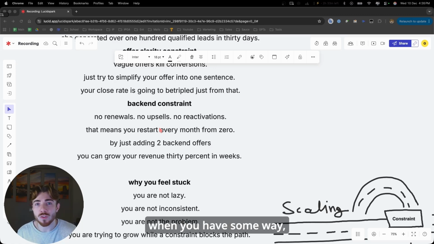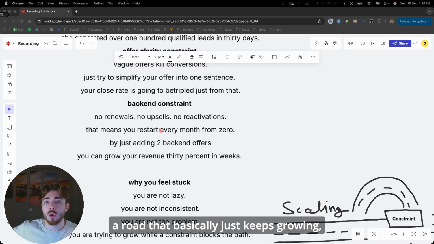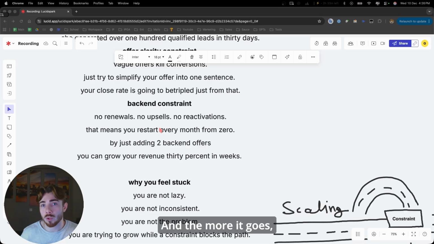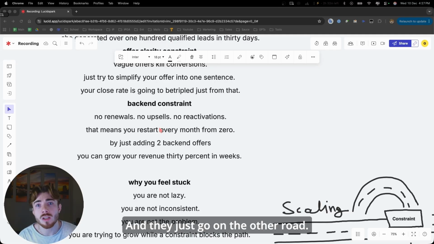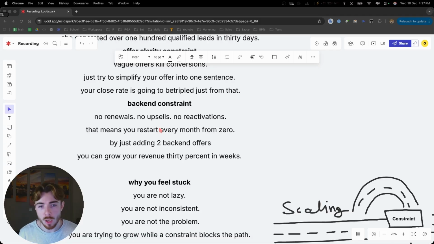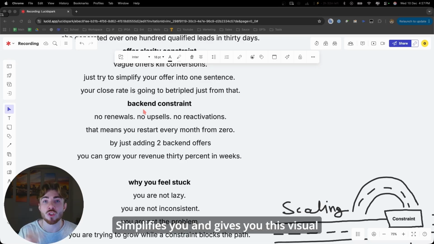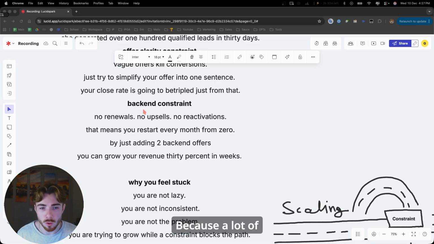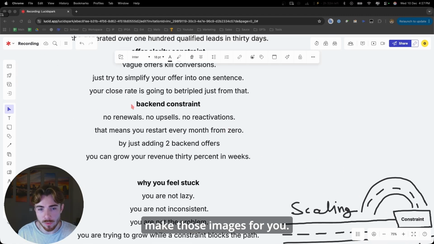So much hassle. But think of a road that just keeps growing, keeps on going. The more it goes, the more offers it has, the more shops. And let's say the cars on the road are your clients that buy from you. The more they go, the more they buy from you, because you have more shops, and more shops mean more offers. Again, I give some weird examples, but it's very simple to understand and gives you this visual that you need, because a lot of people are visual learners as well. That's why I make those images for you.